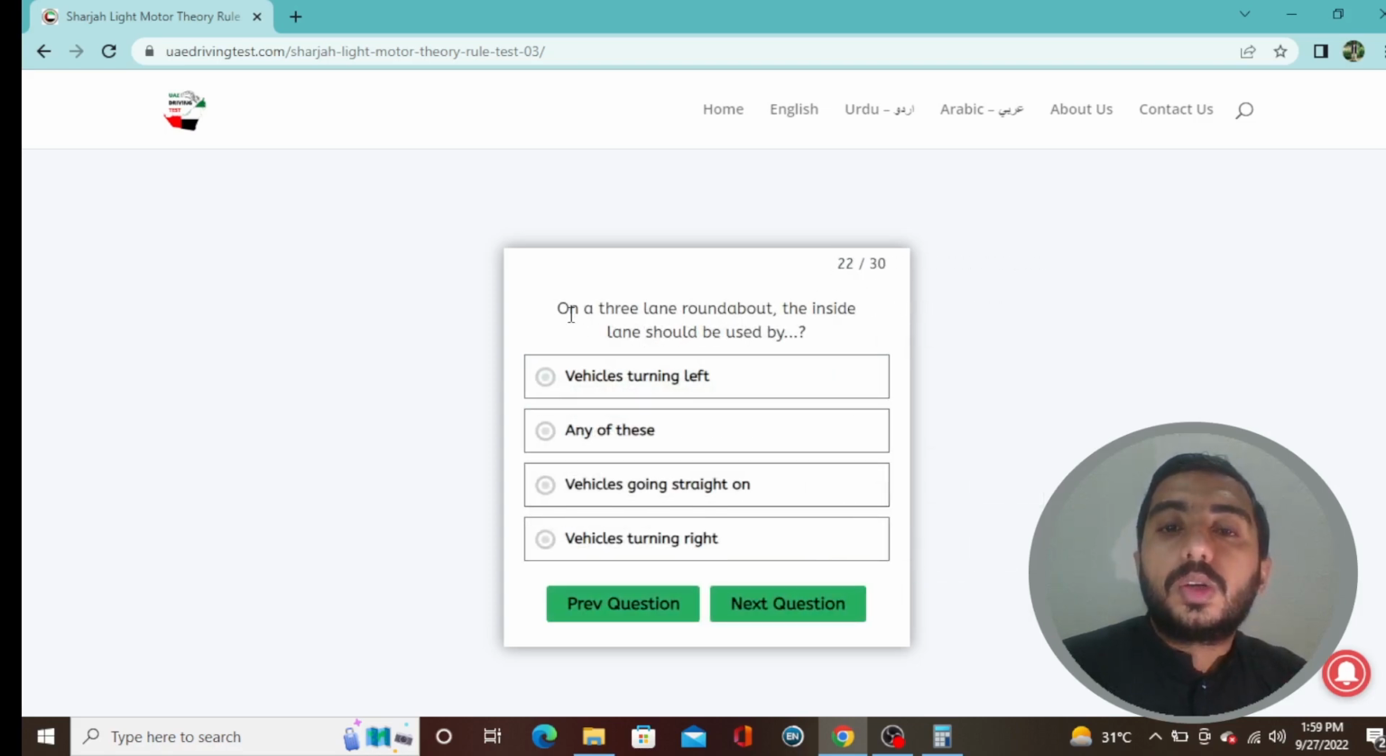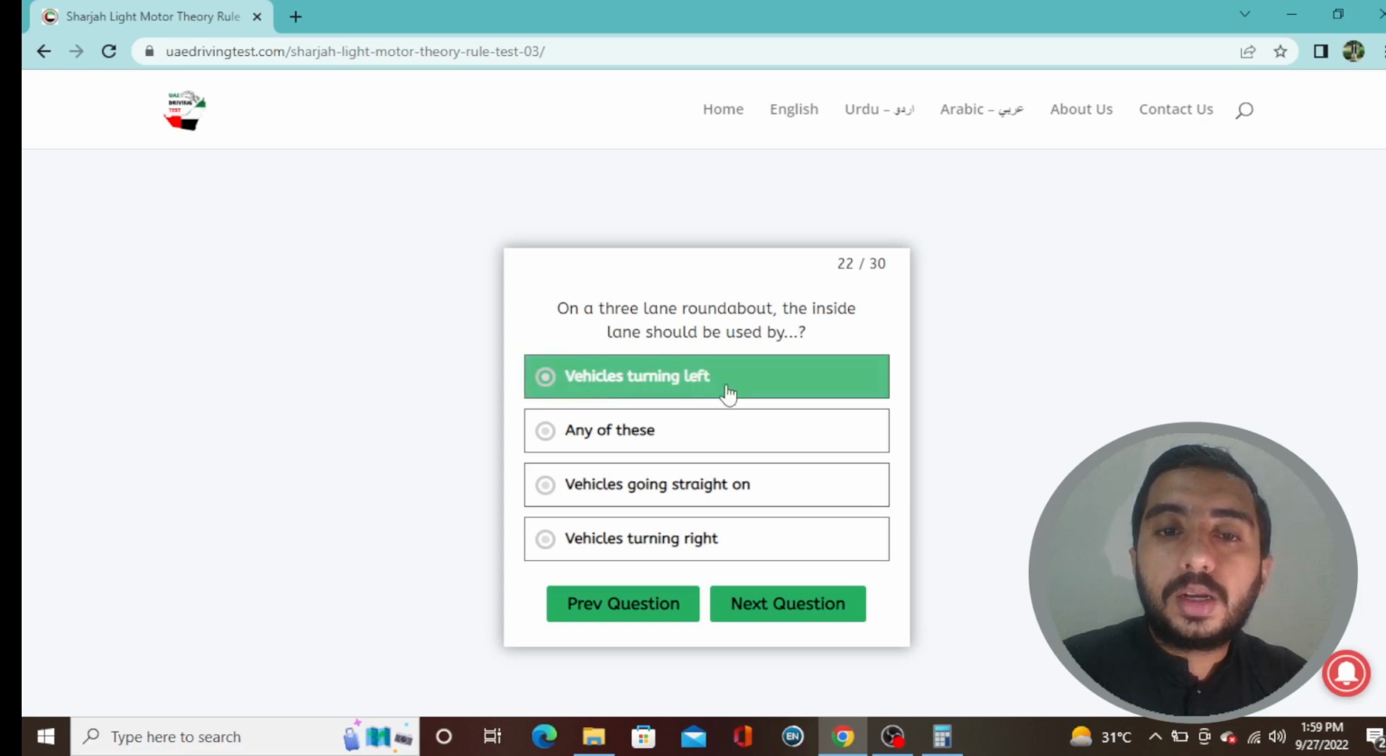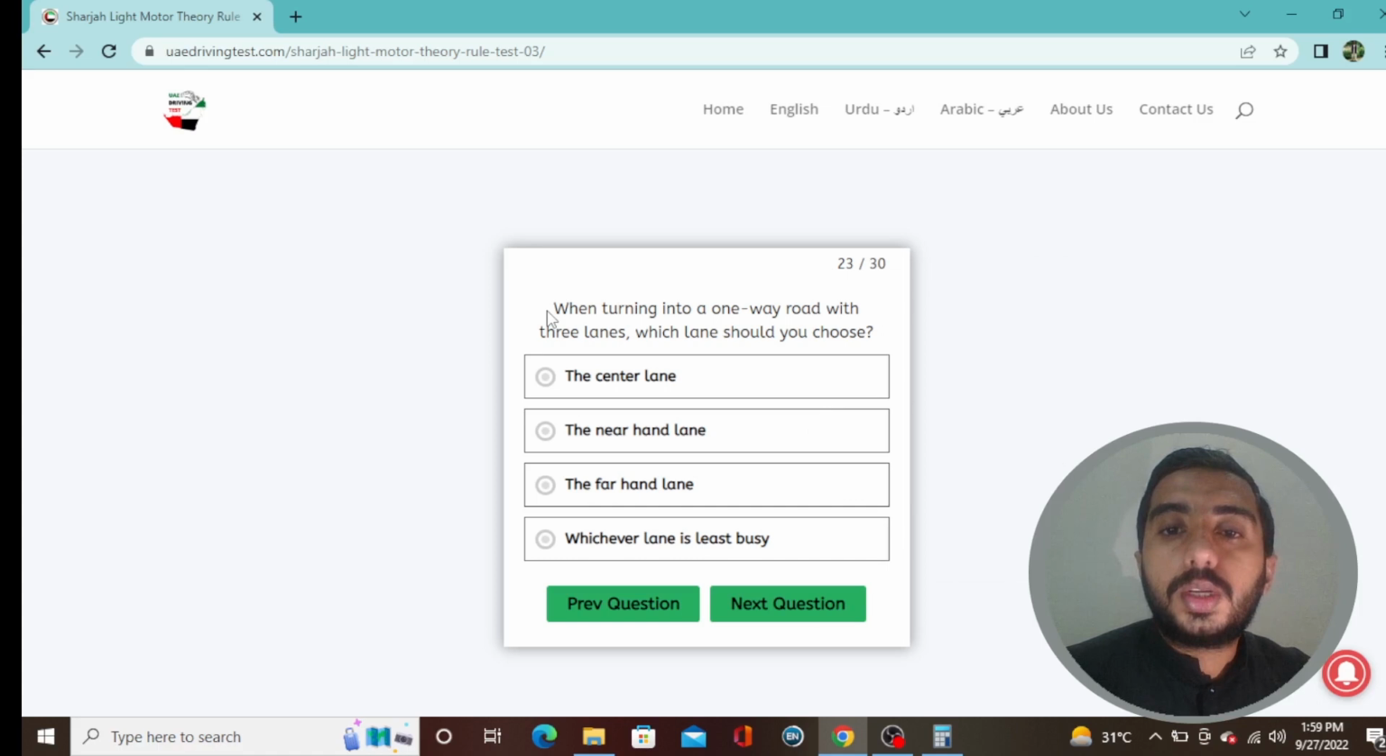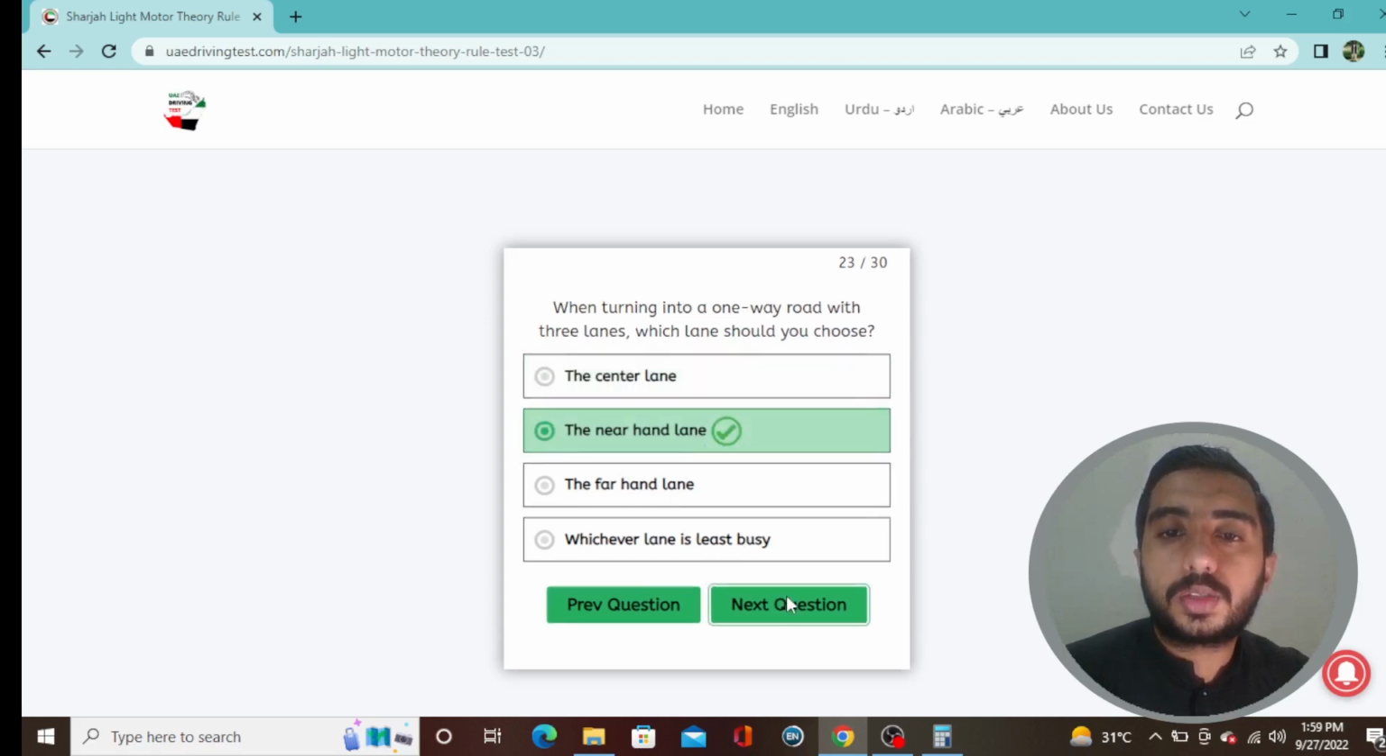Next question. Question number 22 is, on the 3 lanes roundabout, the inside lane should be used by vehicles turning left. Option A is the correct one. Next question. Question number 23 is, when turning into a one-way road with 3 lanes, which lane should you choose? You need to choose the near hand lane. Option B is the correct one. Next question.